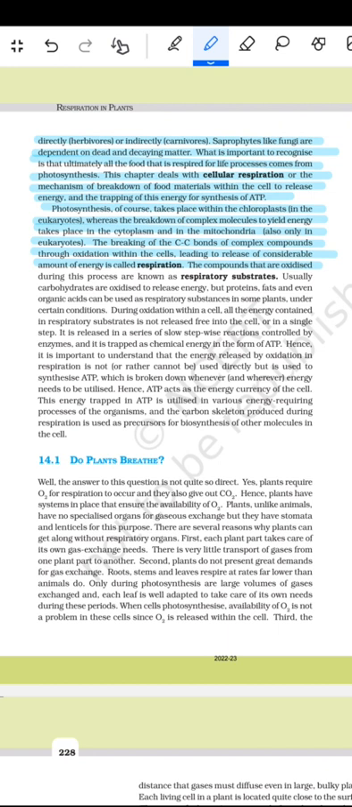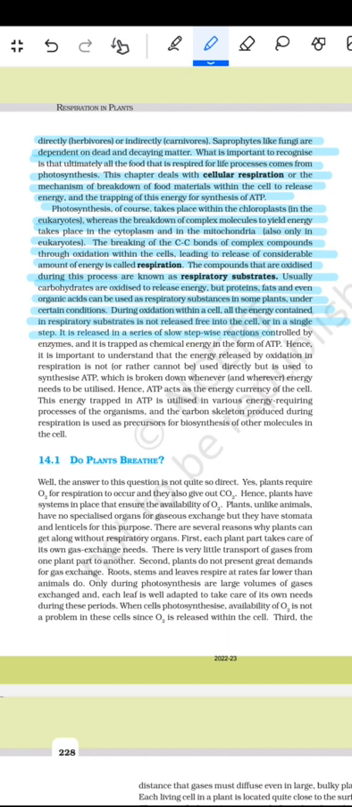The compounds that are oxidized during this process are known as the respiratory substrate. Usually carbohydrates are oxidized to release energy, but proteins, fats and even the organic acids can be used as a respiratory substrate in some plants under the certain conditions. During the oxidation within the cell, all the energy contained in the respiratory substrate is not released free into the cell or in a single step.